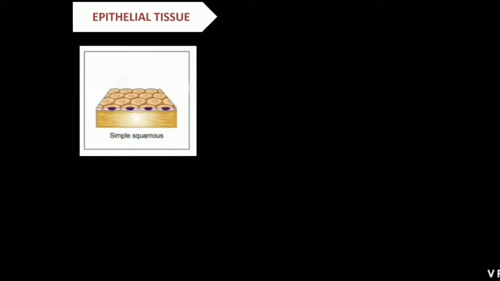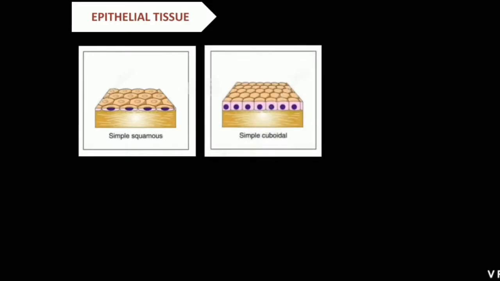The next is epithelial tissue. The types of epithelial tissue are simple squamous. This is a flat tissue and it's only one layer. The second is simple cuboidal. It consists of cuboid cells.